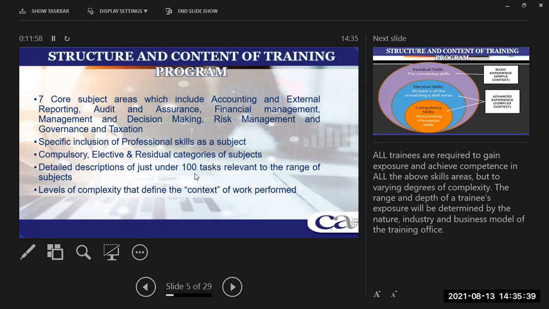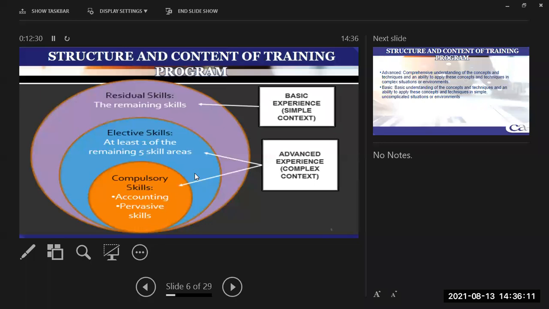Within the 7 core subject areas, there are different tasks that one must perform so that they can be deemed, at the end of the learning process, to be competent in all 7 core subject areas. And we are saying now that the level of complexity that defines the context of work performed is what categorizes whether a skill is compulsory, elective or residual. This diagram summarizes what I've been saying, where we have the compulsory skills in the circle in the middle, we also have elective skills, and then we have residual skills.